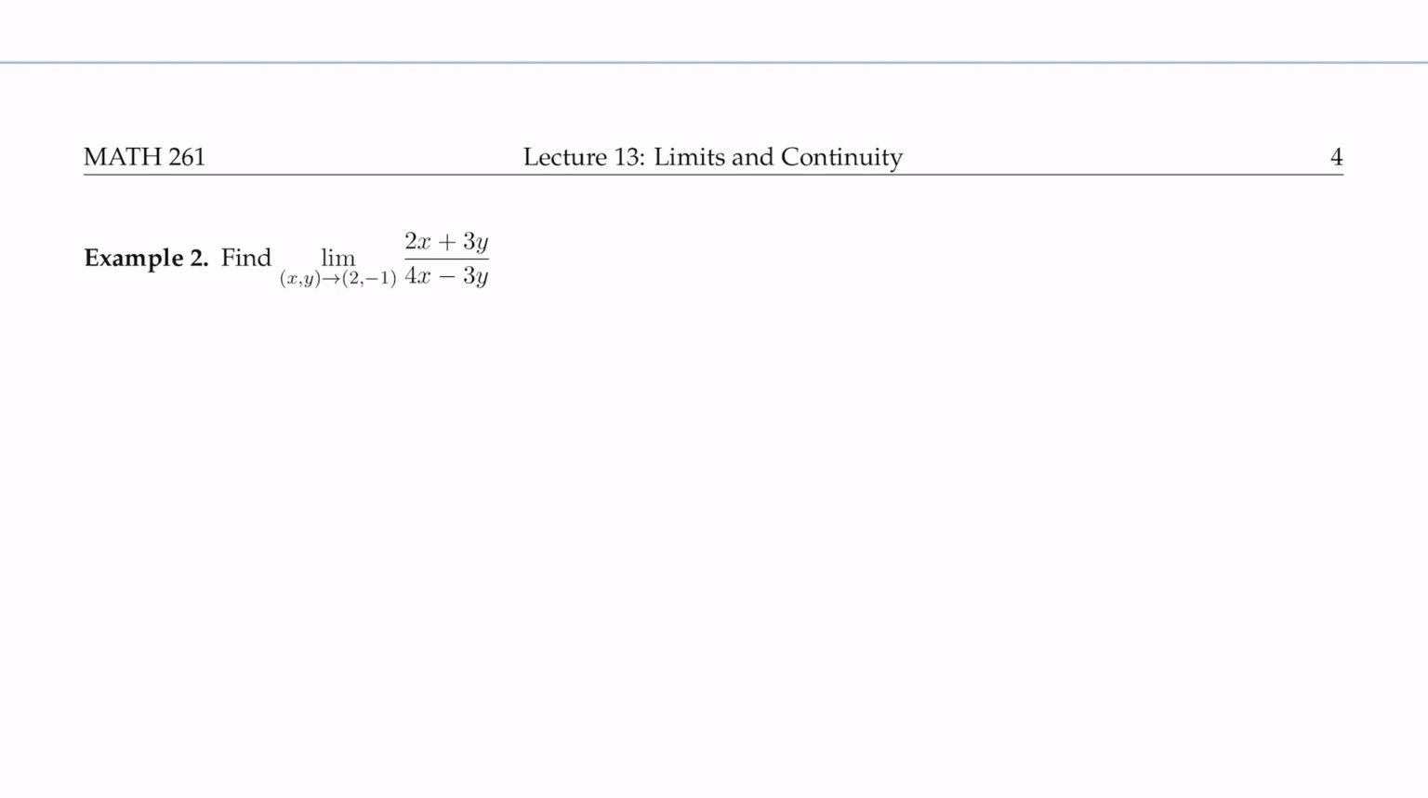In the next example, I want to find the limit of the function (2x + 3y) over (4x - 3y) as (x, y) approaches (2, -1). So this is a rational function, or this is a fraction, so you don't want 0 in the denominator. The domain of this function consists of all the points (x, y) in R2 such that 4x - 3y is different from 0. So that's usually what you're going to do when you see a fraction. But a quick check also allows you to see that the point (2, -1) is actually not going to make the denominator 0 at all.